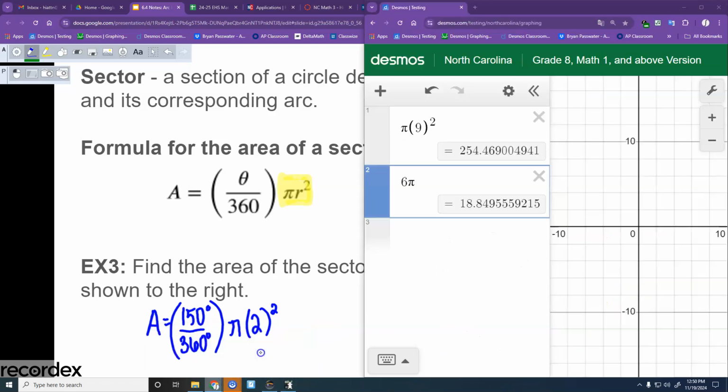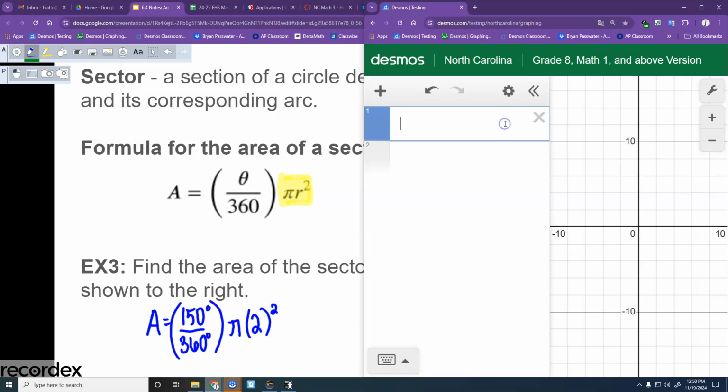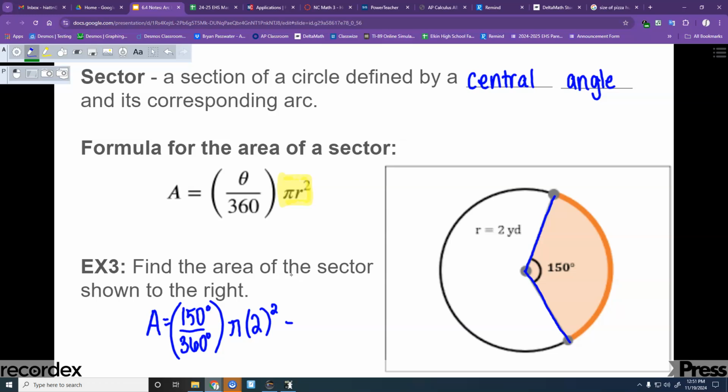So if I skip over to Desmos here, I would just type in 150 divided by 360 times pi. Let's put that on the outside of the parentheses. Pi times 2 squared. And I'm getting 5.236 whenever I do that. So the area of that sector would be 5.236 units squared, whatever type of units you have for this problem. Actually, we have yards, so let's do yards squared.